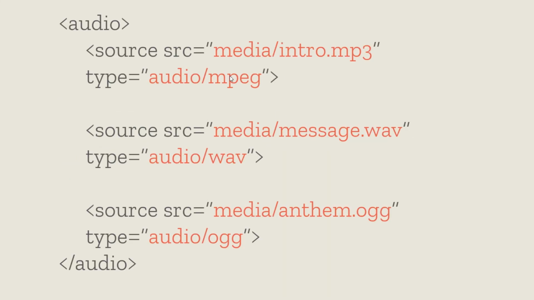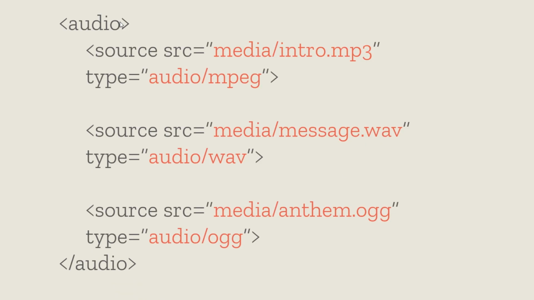So our source will be media because it's inside the media folder, and then the name of the file. And we have three types. Basically, one is audio MPEG, audio WAV, and then audio OGG. So it depends on the extension.